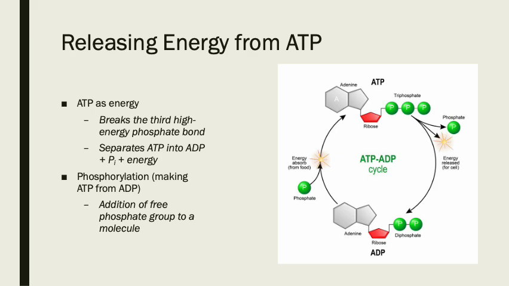Like I said before, we cannot use ADP. It doesn't do anything for us, but we don't throw it away. We can take that ADP and put another phosphate group on it to make it ATP again, because all it's lacking is that third phosphate. So we can get that phosphate through food. We eat food, we get phosphates. Those phosphates go find that ADP molecule, and they reattach to make it ATP again.